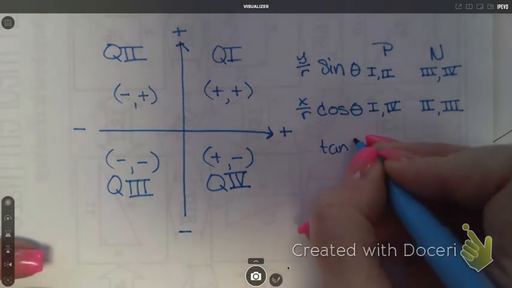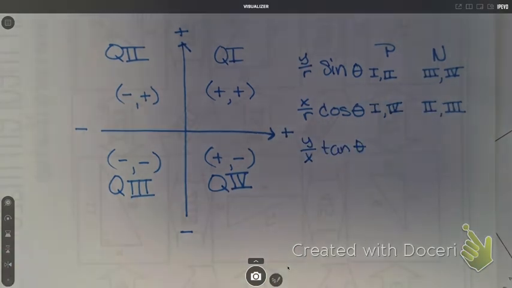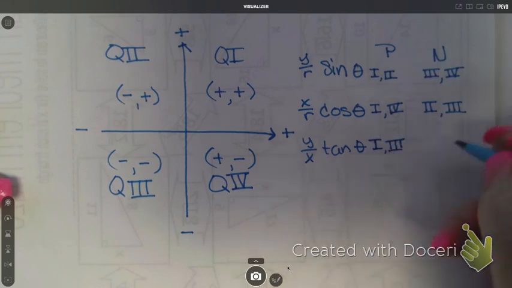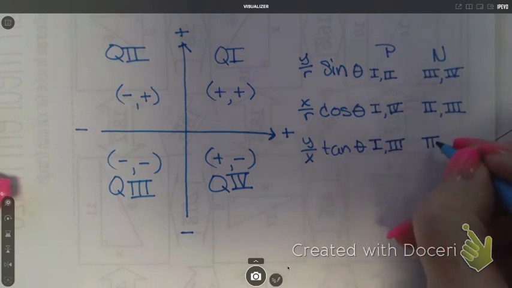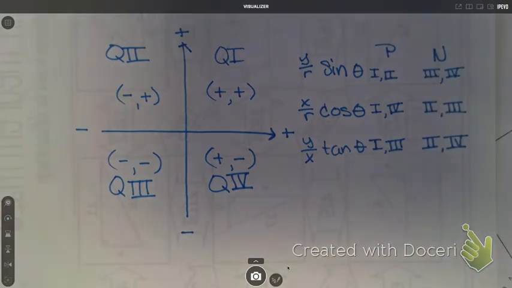Tangent is y over x. So it's going to be positive where the signs are the same, correct? What about III? Aren't they both negative? So two negatives make a positive. So quadrant I and quadrant III. And so then it's negative in II and IV. And I will always talk about the positive, because if I know the positive, do I know the negative?